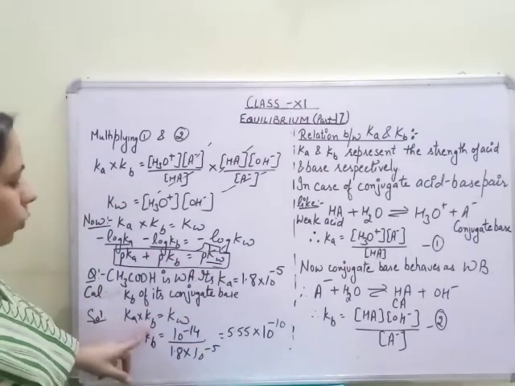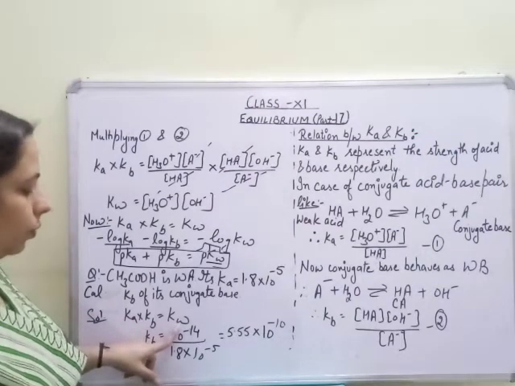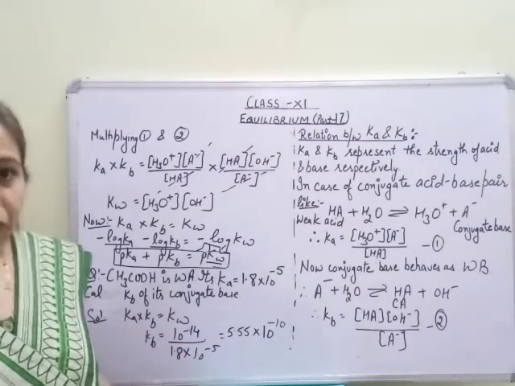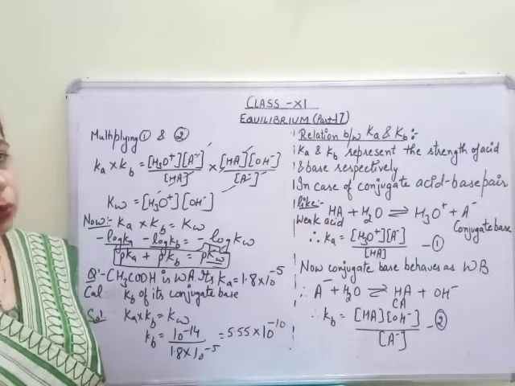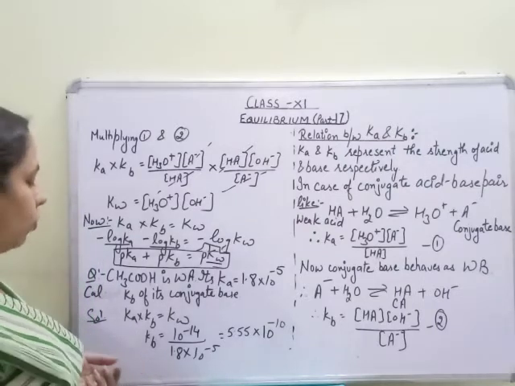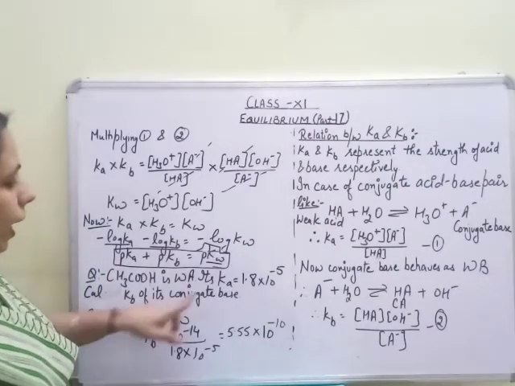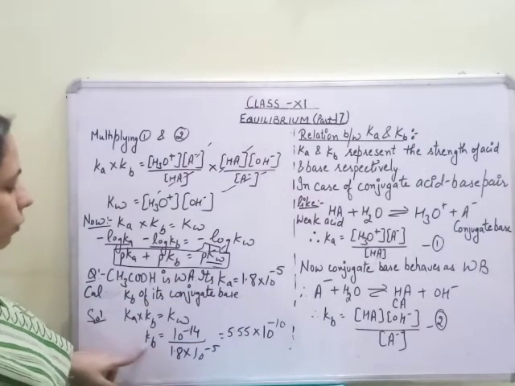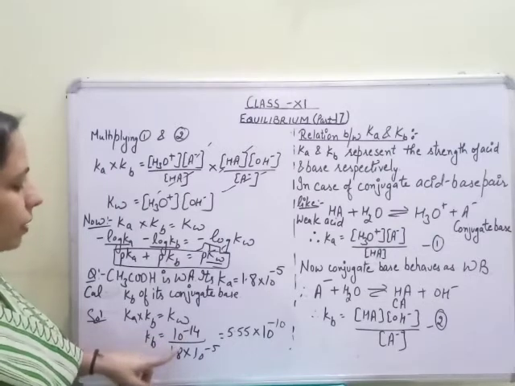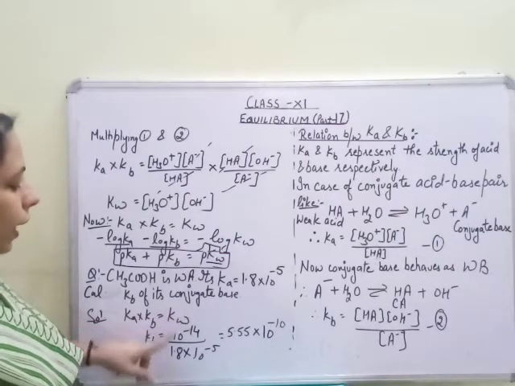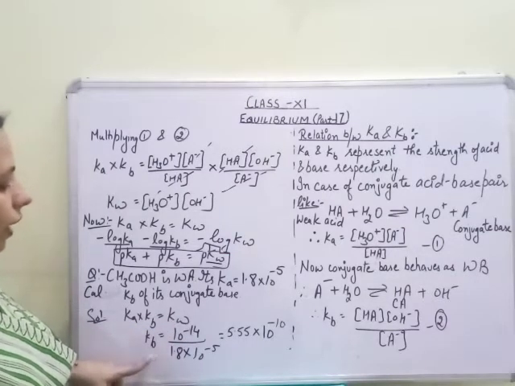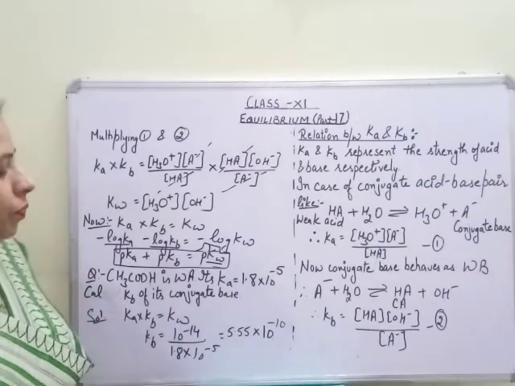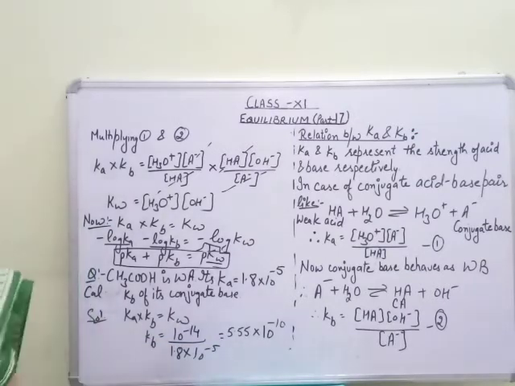Now Ka into Kb we know is equal to Kw. Value of Kw again we know that it is equal to 1 into 10 to power minus 14 moles per liter. Ka is given to us as 1.8 into 10 to power minus 5. We have to find Kb, just simply substituting the values of Kw and Ka. We will get Kb, that is 5.55 into 10 to power minus 10.